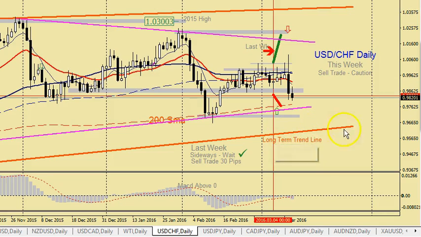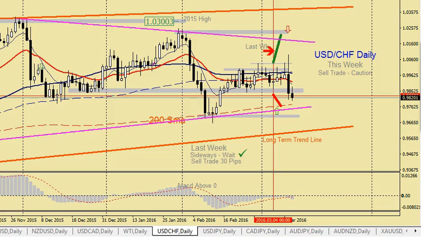And this is the long-term trend line right here. You can see the MACD has just gone below the zero, and the histo bars seem to be getting larger and longer, moving away from the zero. So we're in a downtrend mode.